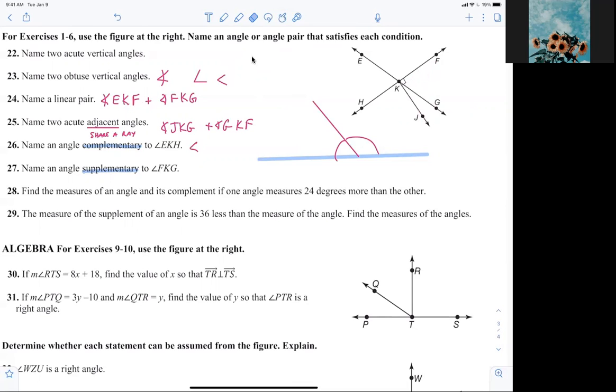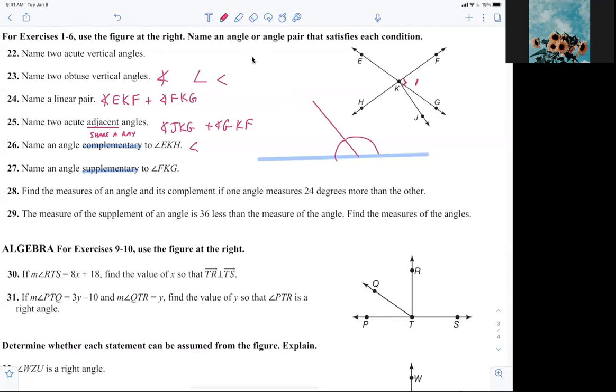HKJ is automatically 90. Oh, FK. Wait, hold on a minute. Do you see why, right? Because this one over here is 90, right? Okay, so go ahead. Yeah, JKG, right? Okay, sorry.